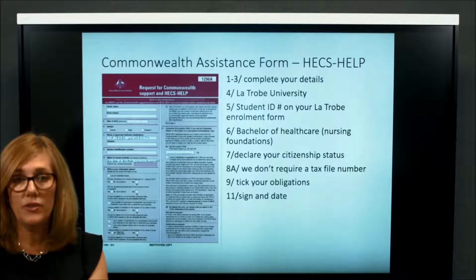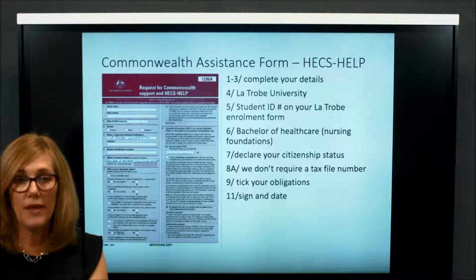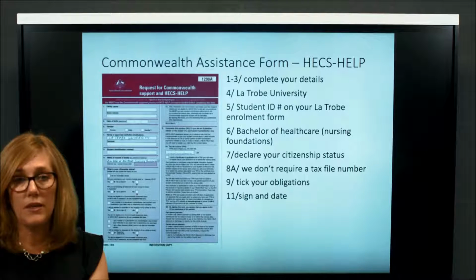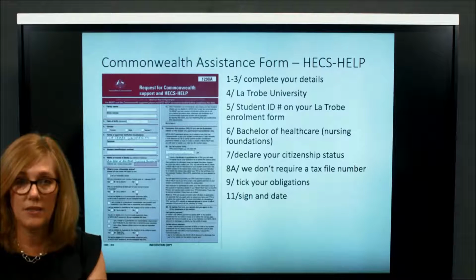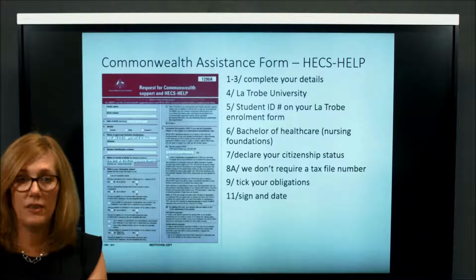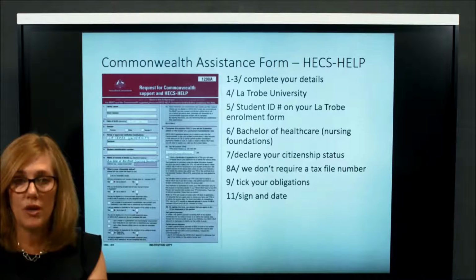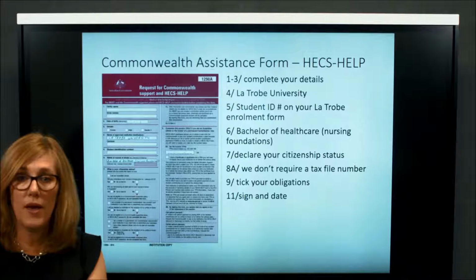We ask you to fill in your details, which is your name. We get you to put in section 4, La Trobe University, rather than your TAFE, because as I said, this is for university fees. And in section 5, we get you to put your student ID for La Trobe, not your TAFE ID. And I'll talk about how you find your student ID for La Trobe on the next slide.